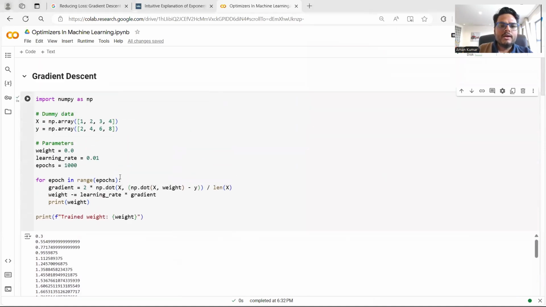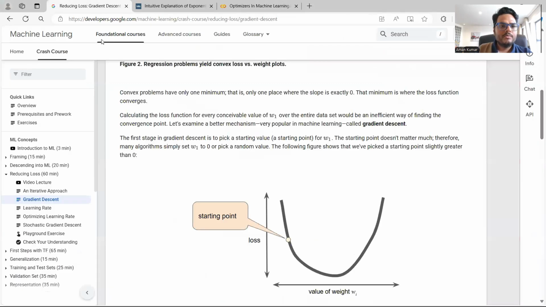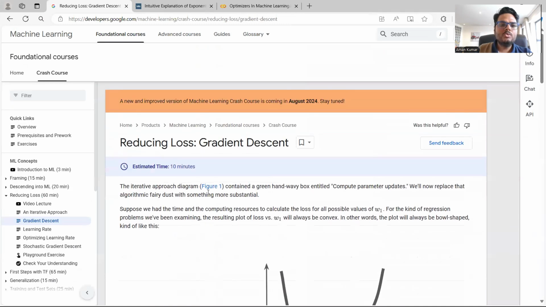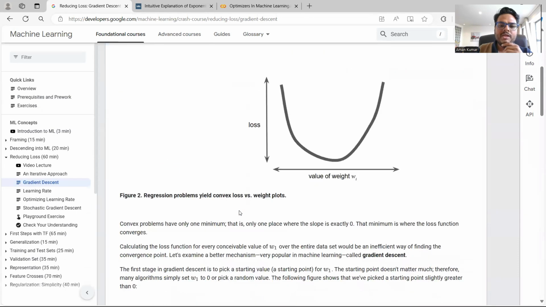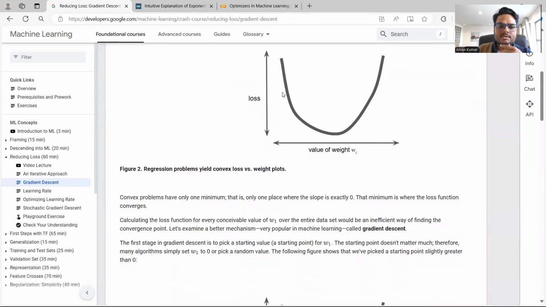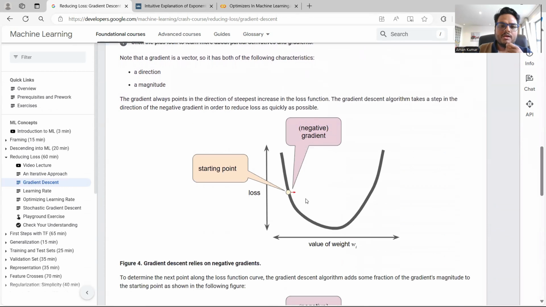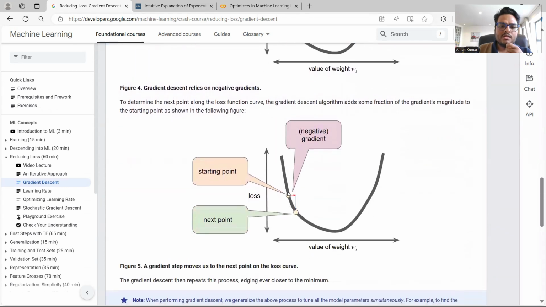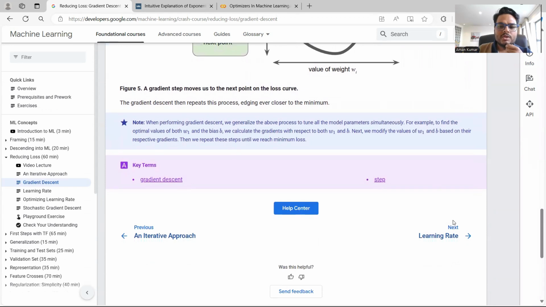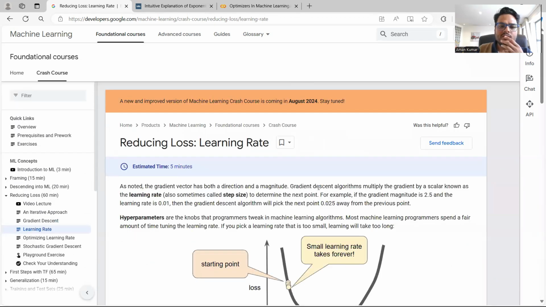Let me explain with another interesting diagram here. This is from Google Developers. If you can see in gradient descent, I will not go into much detail, but as I was telling you, the x-axis is loss and the y-axis is the value of weight. The starting point is here. The value of weight is here. This is the negative gradient. This is loss and then the next point. So from this point to this point, it's coming. Now let's go to the next learning rate and I will tell you how it is working.